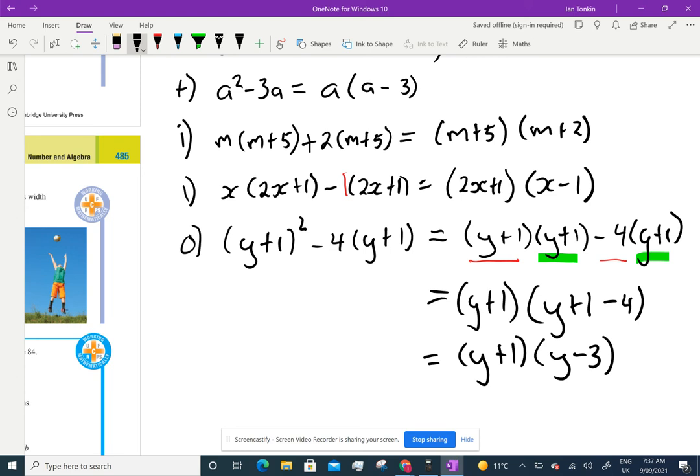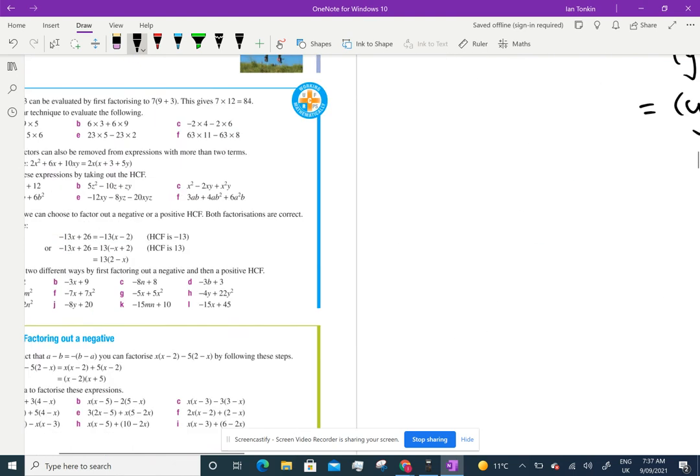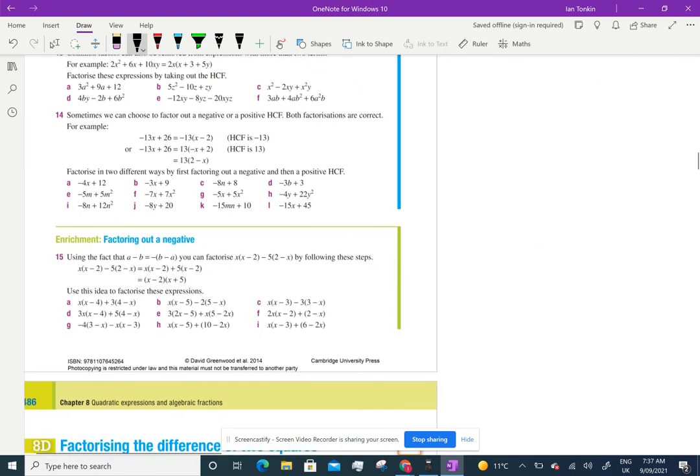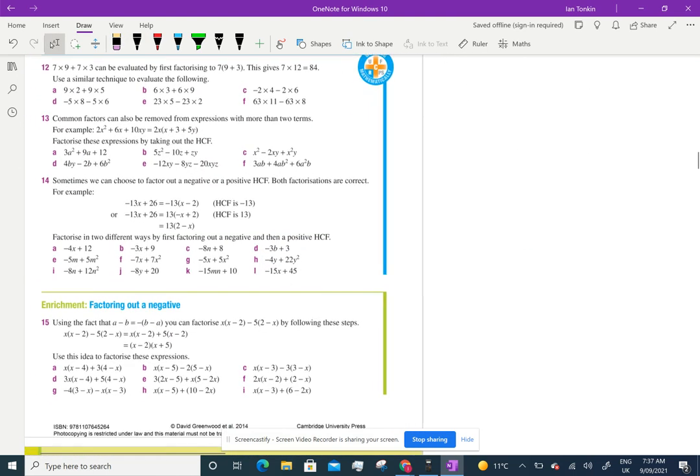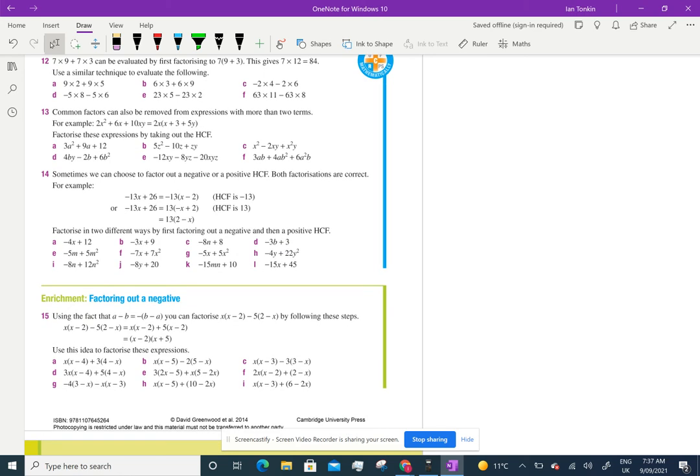Now, 13. And are we doing the last column or all of them? We'll just do the last column of 13. So 13, we got x squared minus 2xy plus x squared y.